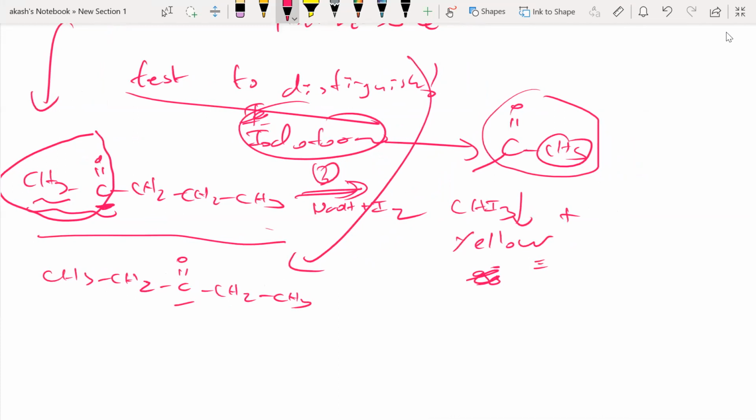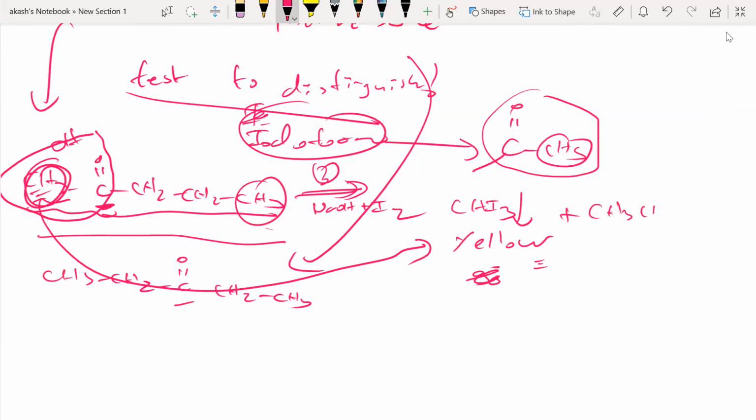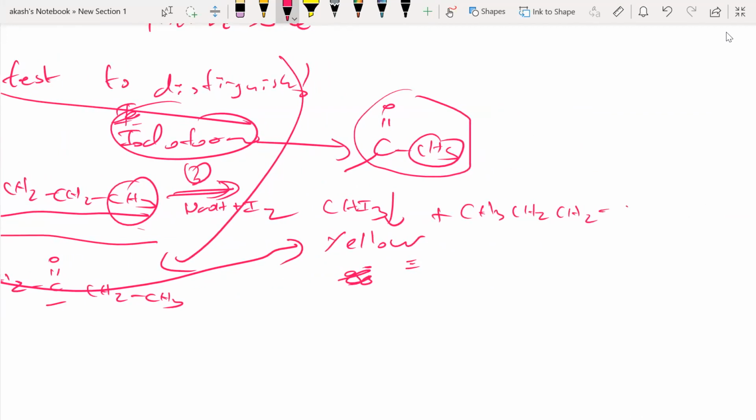CHI3, and OH in the place of CH3. Exactly. In the place of CH3, which forms CHI3, all you have to put is an OH. So you just take this compound and instead of CH3 you put an OH. Let me start from here: CH3, CH2, CH2, C double bond O, and we had a CH3 here. Instead of CH3, you put an OH. That's it. This is your acid.